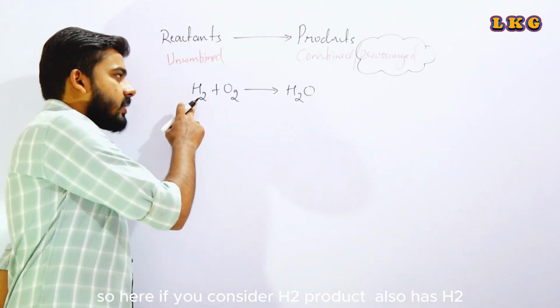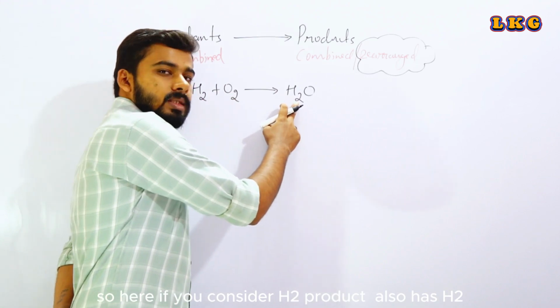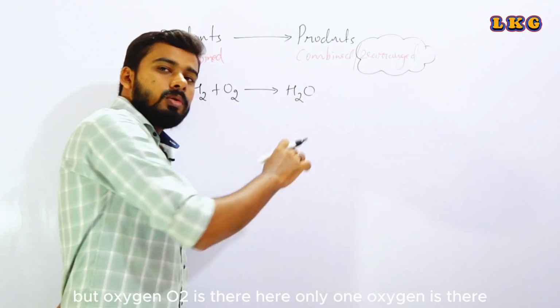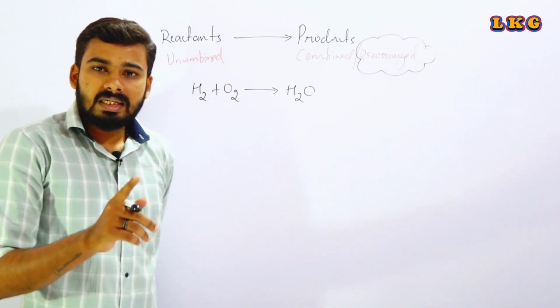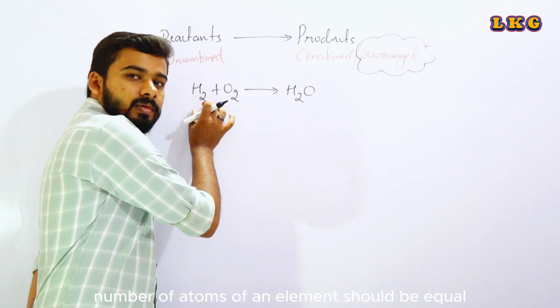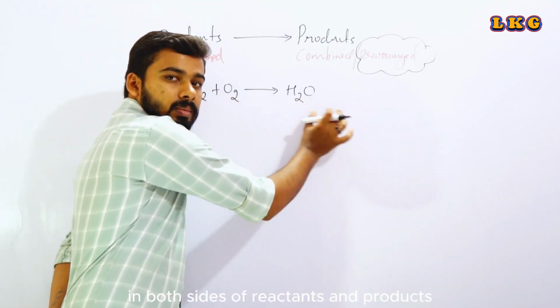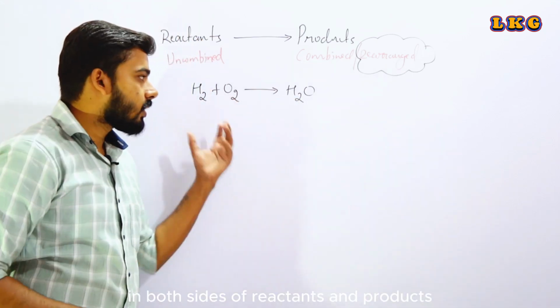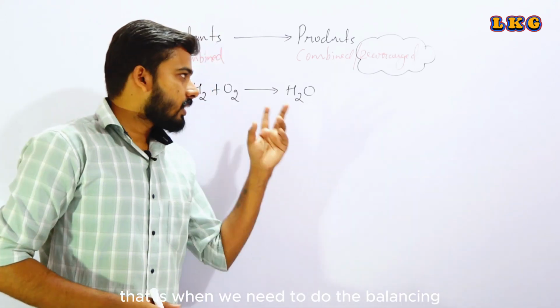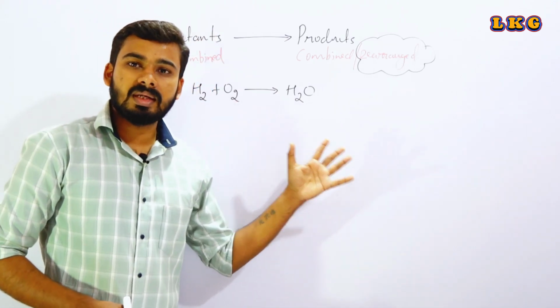So here if you consider H2, product also has H2, no problem. But oxygen O2 is there, here only one oxygen is there. As I said before, law of conservation of mass ಏನು ಹೇಳುತ್ತೆ, number of atoms of an element should be equal in both sides of reactants and products. ಎರಡು ಕಡೆ ಸೇಮ್ ಇರಬೇಕು, ಬಟ್ ಇಲ್ಲಿ ಸೇಮ್ ಇಲ್ವಲ್ಲ. That is when we need to do the balancing of this given reaction.